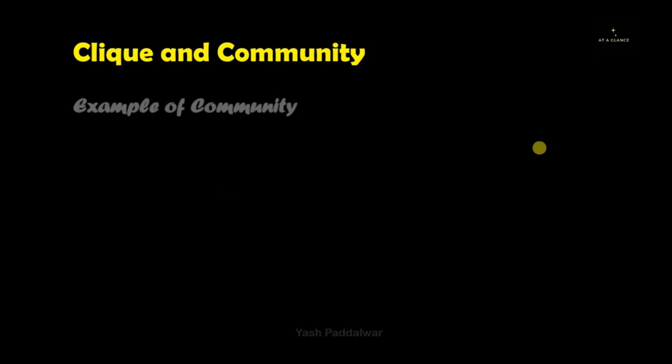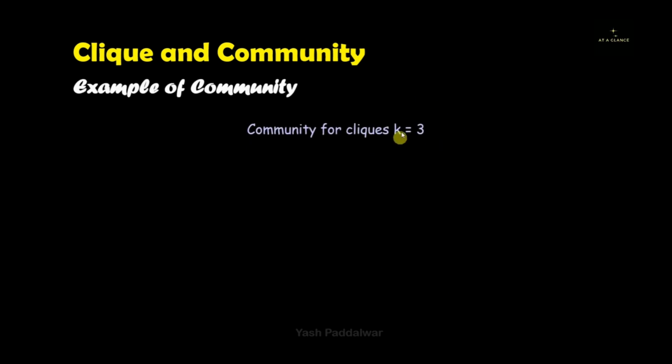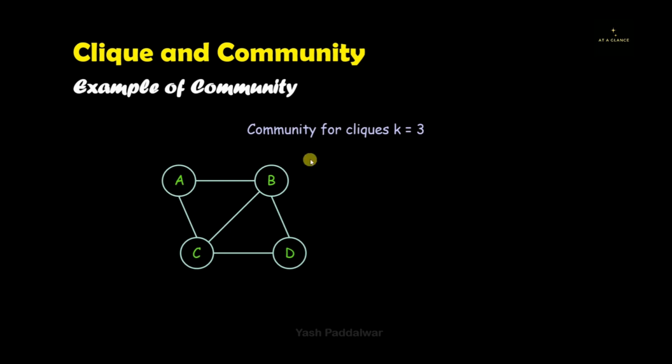Now we'll see for k equals to 3. Here we will see how to identify whether there is a community present for k equals to 3 cliques.